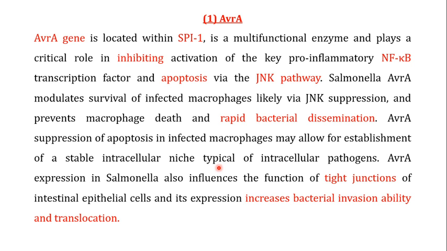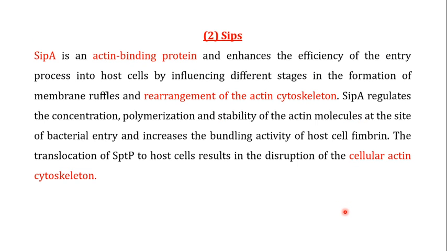Now, the AvrA expression in Salmonella also influences the function of the tight junctions of intestinal epithelial cells, and when the function of the tight junctions of the intestinal epithelial cells is damaged, that actually allows the bacterial invasion and translocation into the host cell. Another important virulence factor is known as the Sips. They are known as the Sips, and there are a variety of proteins within this Sip family.